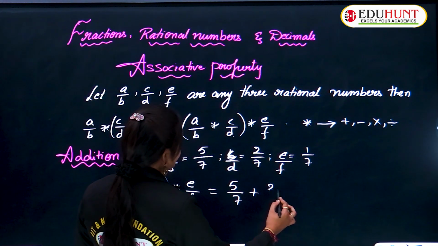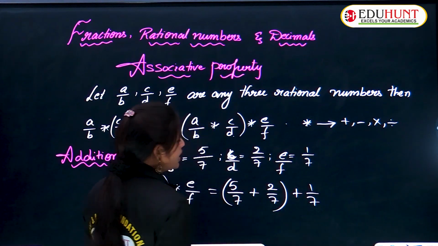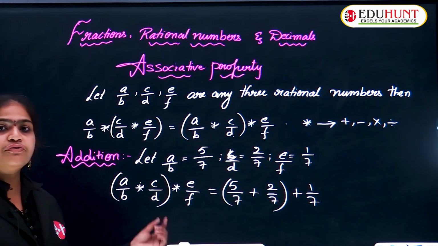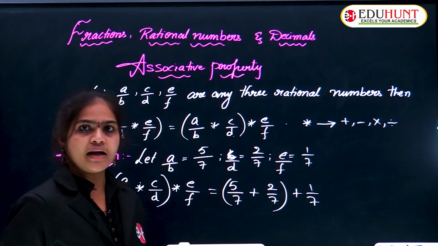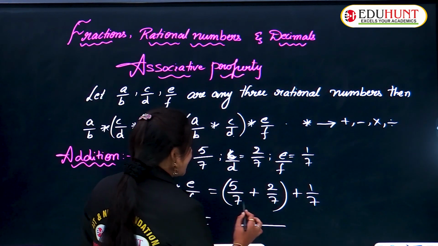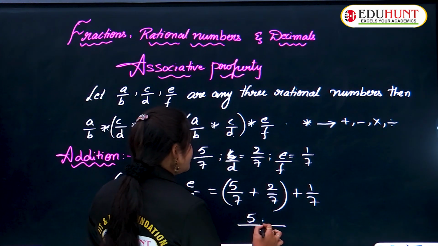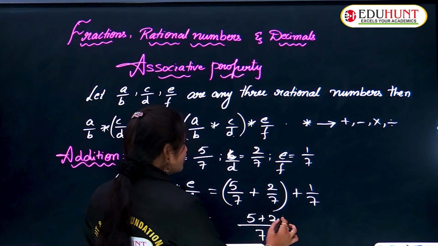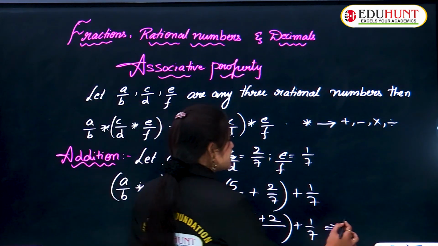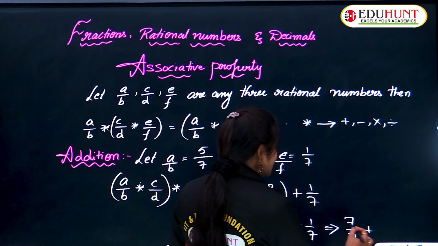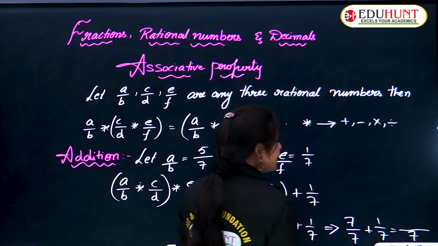5 by 7 plus 2 by 7 plus E by F, which is 1 by 7. What is the meaning of this? First we have to add the first and second rational numbers, and to that resultant we add the third rational number. Understood? The denominator is 7 in each, so the same value appears. Just add the numerators: 5 plus 2 is 7 by 7, plus to that resultant we add 1 by 7. The denominator is again 7.